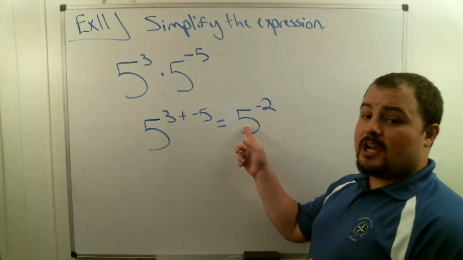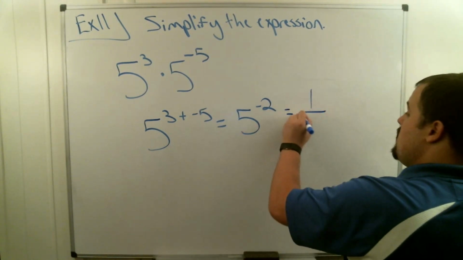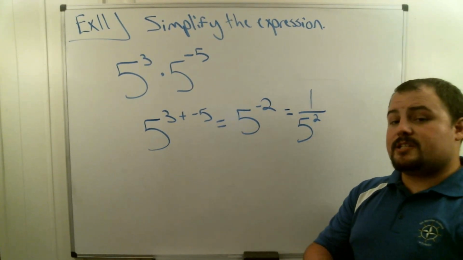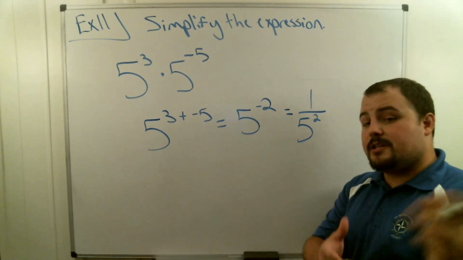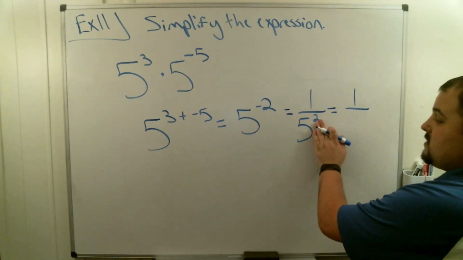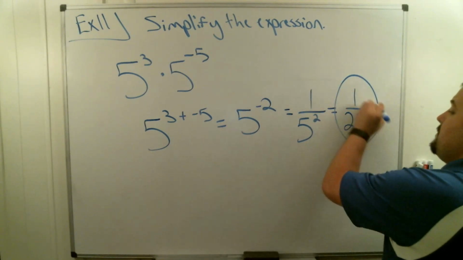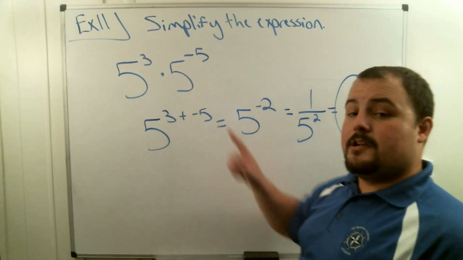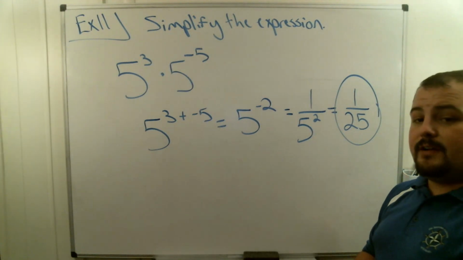So what we're going to do is change a negative exponent to a positive exponent. So this equals 1 over 5 squared. And we talked about this in class and we said if that exponent's less than 5, we should probably change it to its actual number. So let's go ahead and do that. This will actually equal 1 over 5 squared, which means 5 times 5, which is 25. So 5 to the third power times 5 to the negative fifth power is actually going to equal 1 over 25, or 1 divided by 25.